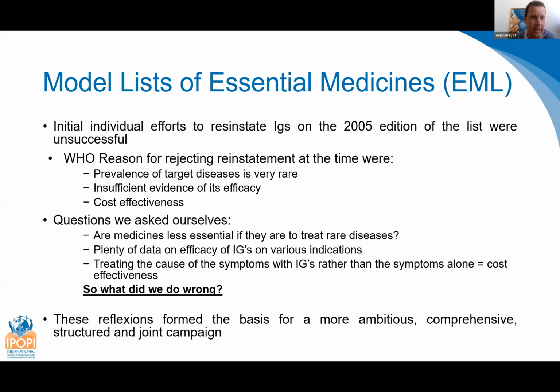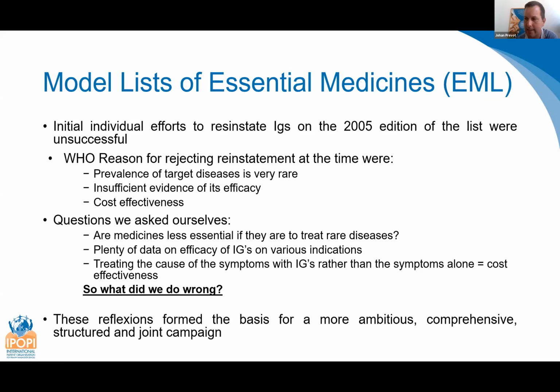And we started to ask ourselves, well, are medicines less essential if they are medicines to treat rare diseases? And if that's how the WHO views it, perhaps there's something we can do to make sure it's no longer the case. We also knew we had quite a number of good data on the efficacy of immunoglobulins. And we had good arguments and good patient surveys showing that treating the cause of the symptom rather than the symptoms alone is actually a cost-effective way to approach it. And so these reflections form the basis for a more, I would say, ambitious campaign.